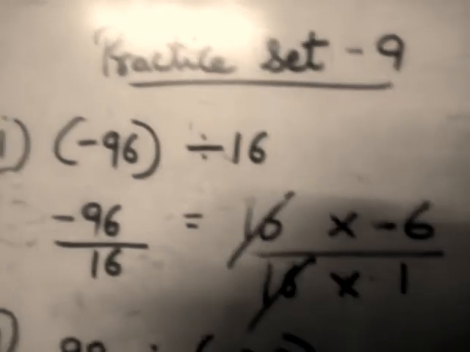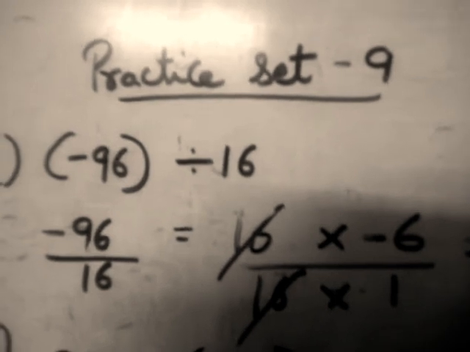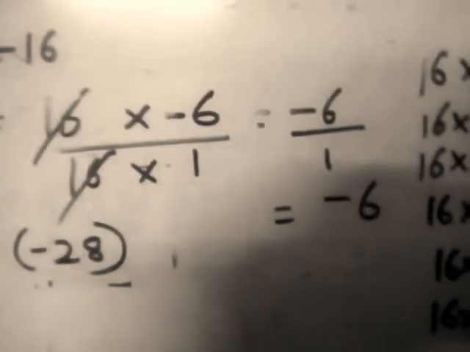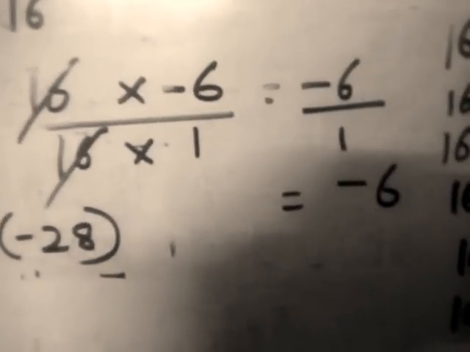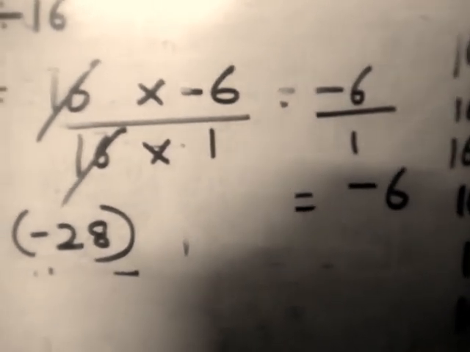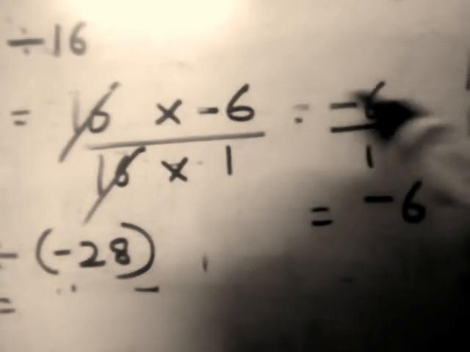Minus 6 upon 1 is the answer. So minus 6 upon 1 is minus 6. Whether you write the denominator 1 here or not, it's okay, no problem. You can write just this much as the answer.